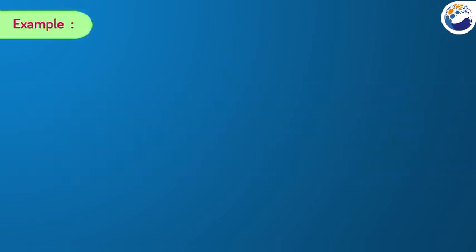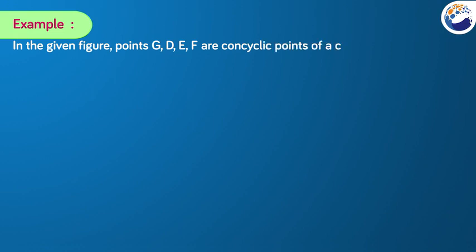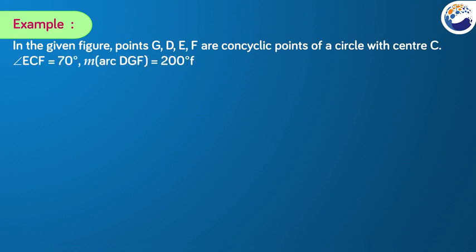Example. In the given figure, points G, D, E, F are concyclic points of a circle with center C. Angle ECF is equal to 70 degrees. The measure of arc DGF is equal to 200 degrees. Find the measure of arc DE and the measure of arc DEF.